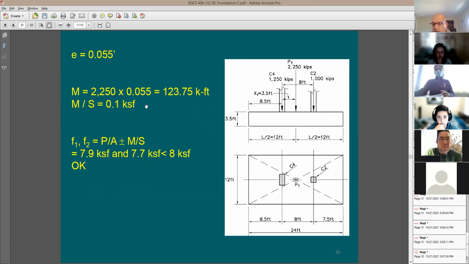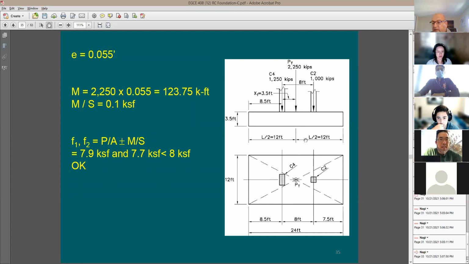Just wanted to check. So basically, we first determine the size of the footing, and then once we do that, we center the footing. We don't center the footing to the columns, but we center the footing to the resultant force.